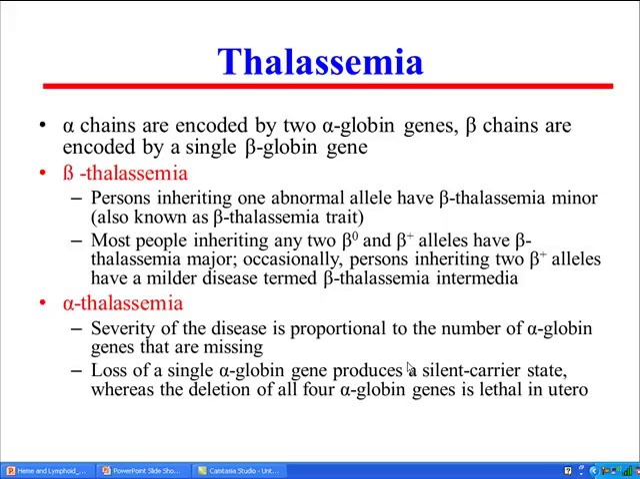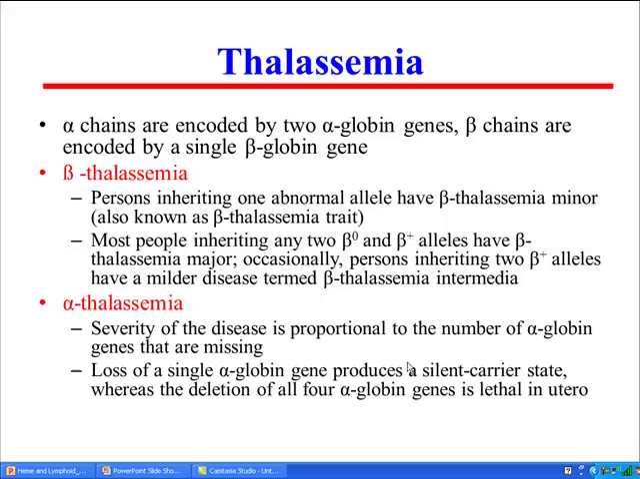Okay, as you know, hemoglobin, adult hemoglobin, is a tetramer. So it's composed of two alpha chains and two beta chains. The alpha chains are encoded by two alpha globin genes, whereas the beta chains are only encoded by a single beta globin gene. So the clinical features will vary widely depending on the specific combination of mutated alleles that are inherited by the patient.